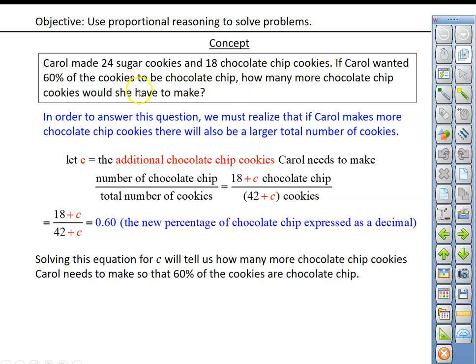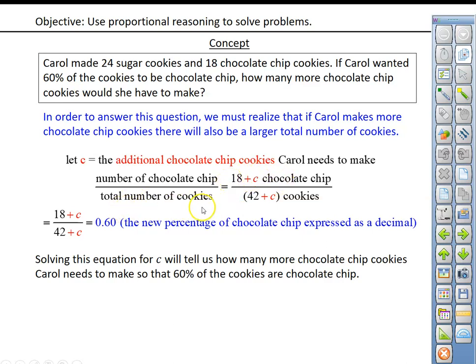If she wants 60% of the cookies to be chocolate chip, how many more chocolate chip cookies would she have to make? So if we figured out the ratio of chocolate chip to all the cookies, it would not be 60% in this case. So we're looking to see how many more chocolate chip would be necessary to raise it to the 60%. So we let our variable be those extra chocolate chip cookies. And we're writing a ratio, a proportion, that gives us the number of chocolate chip that we would have, which is our 18 that we already currently have, plus the extras that would be made.